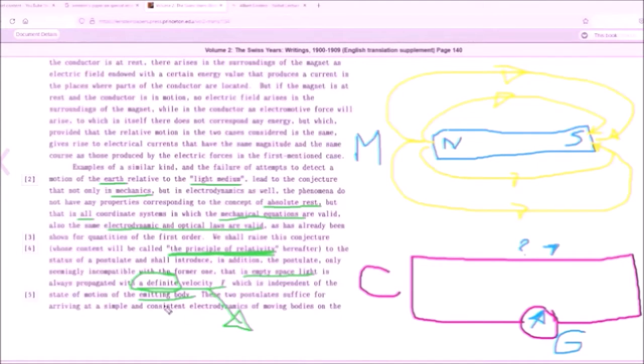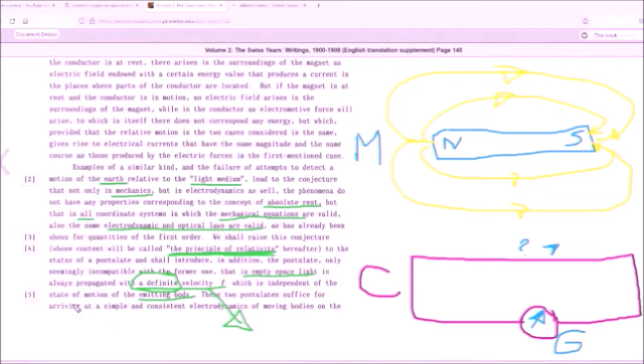Well, of course, we are assuming that the light is not dependent on the motion of the origin, the earth. It has nothing to do with the earth, even though it is emitted from the earth, but it has a constant velocity, so it does not start from zero and speed up. Well, that is not going to change anything. These two postulates suffice: the definite velocity of the light, and the other postulate, which is the independence of that velocity from the source that emitted the light. These two postulates suffice for arriving at a simple and consistent electrodynamics of moving bodies.